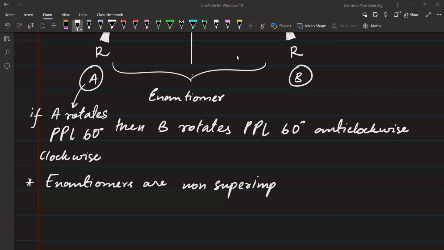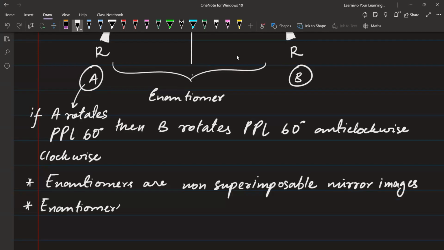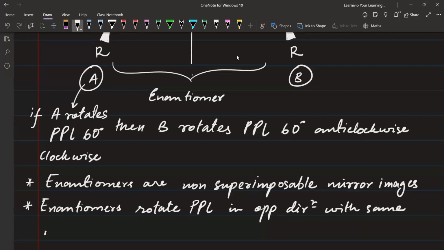Okay. So enantiomers are, देखिएगा, non-superimposable mirror images. Next point. Enantiomers rotate plane polarized light in opposite directions with same magnitude.